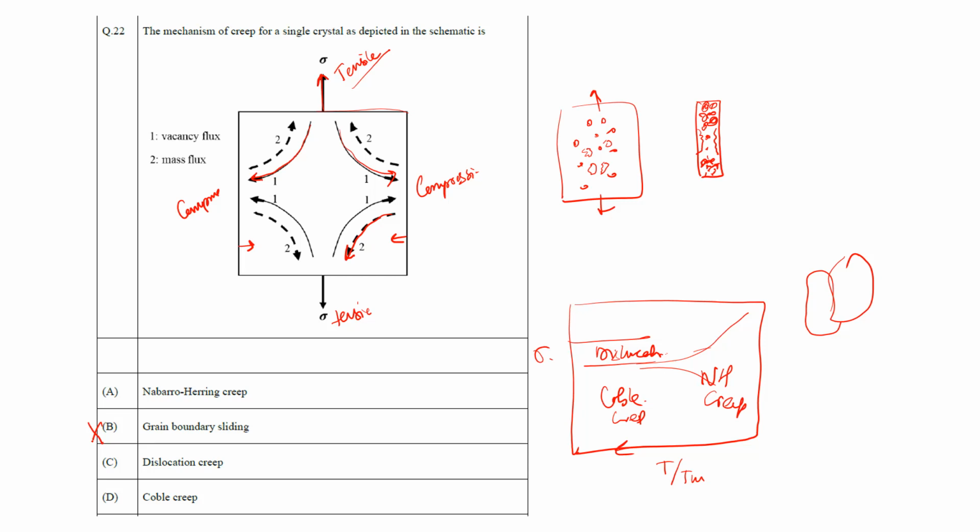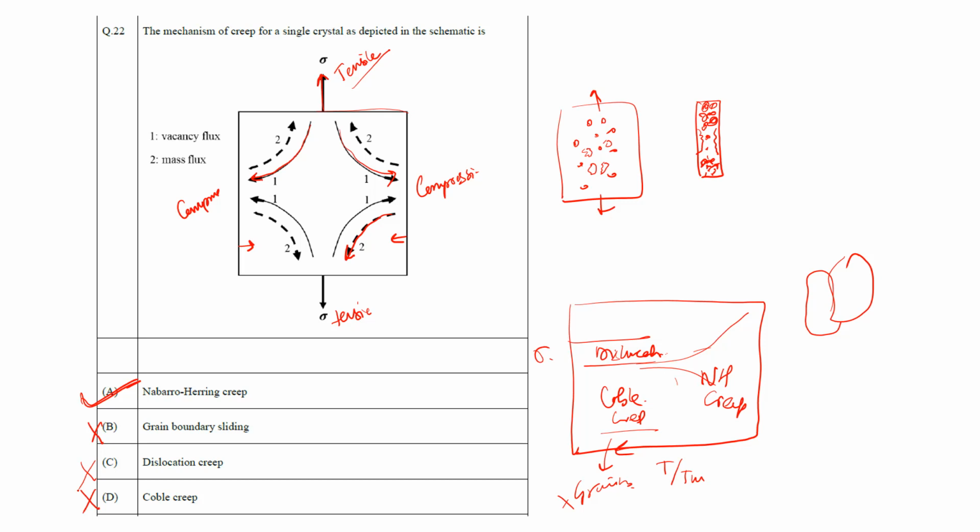Coble creep happens at a lower temperature, right? At a slightly lower temperature, diffusion inside a grain is difficult, so mainly diffusion in the grain boundary is preferred. Here there is no grain boundary, so there will be no choice for Coble creep. So what will we be left with? We will be left with Nabarro-Herring creep. This happens at higher temperature, and the diffusion happens in the lattice.